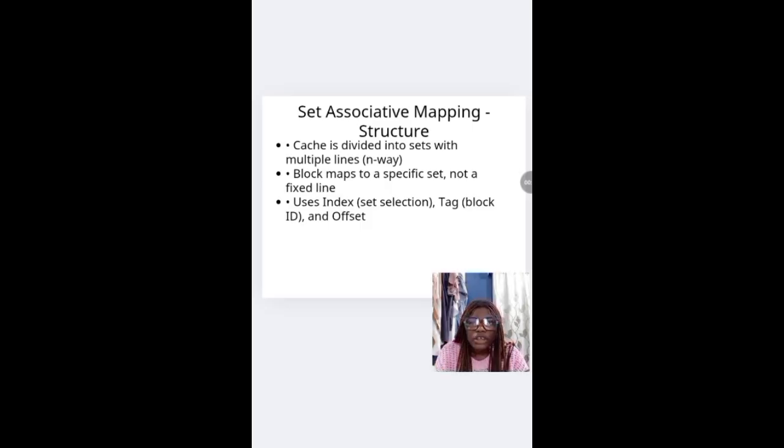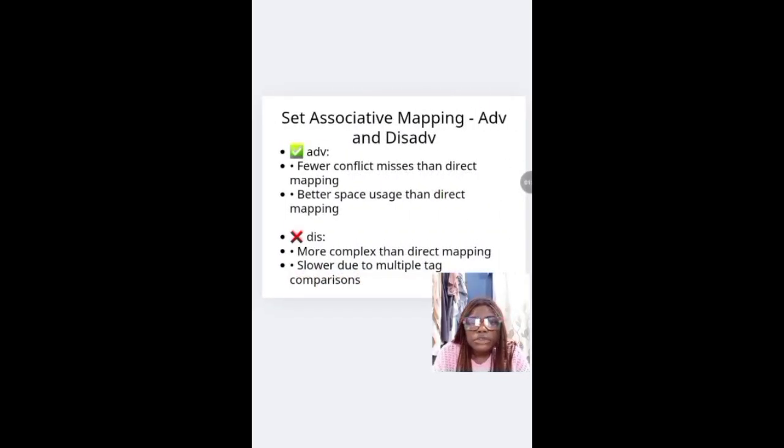So about the structure, the cache is divided into sets and each set contains multiple lines. A memory block maps to one specific set based on the address, but can go into any line in that set. The tag helps identify if a block is present. So that's about the structure. I'll be talking about the advantages and disadvantages.